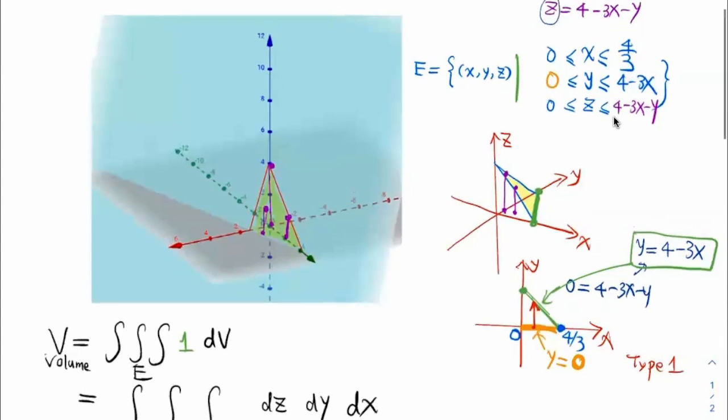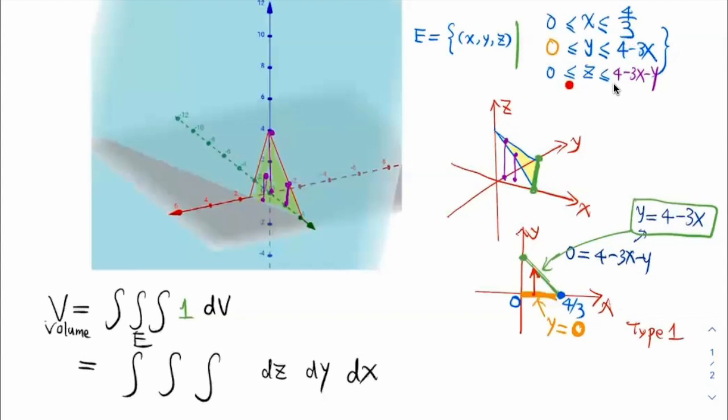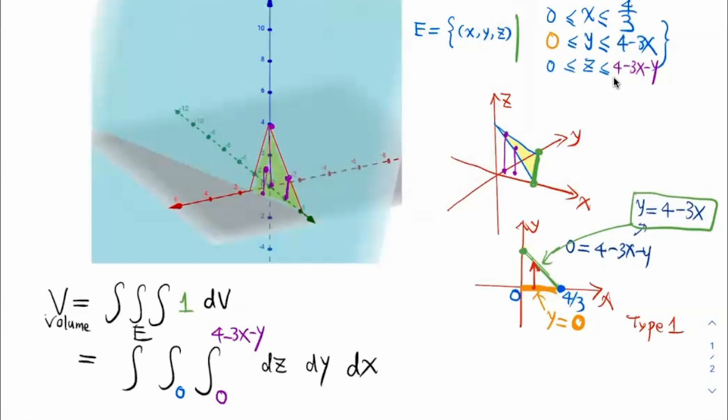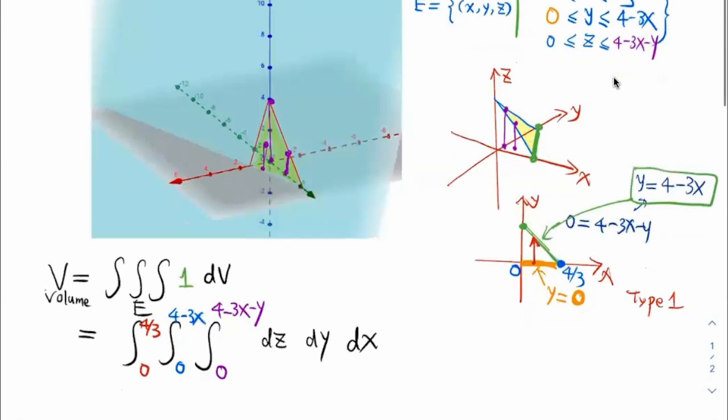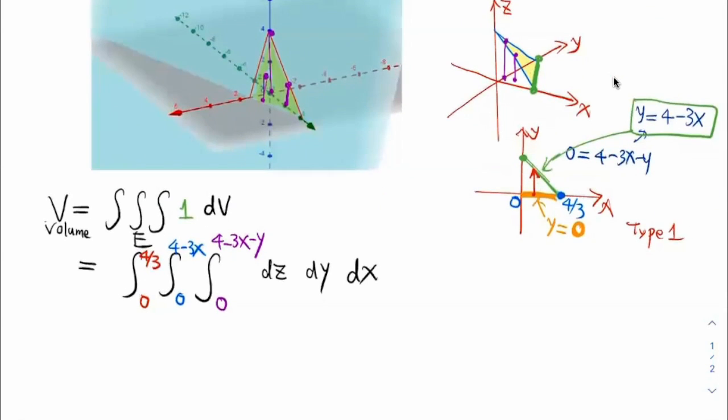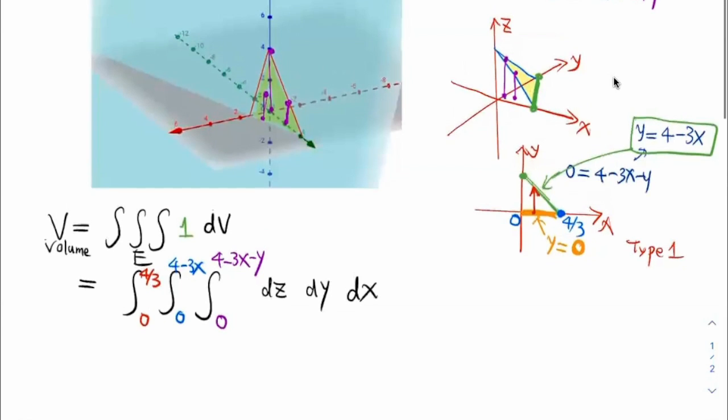And now we just put the corresponding limits of integration. So z goes from 0 to 4 minus 3x minus y. And then we know y goes from 0 to 4 minus 3x. And then finally, x goes from 0 to 4 over 3. So we set up the integral, and the rest will follow after you do this. I think setting up is the most difficult part.